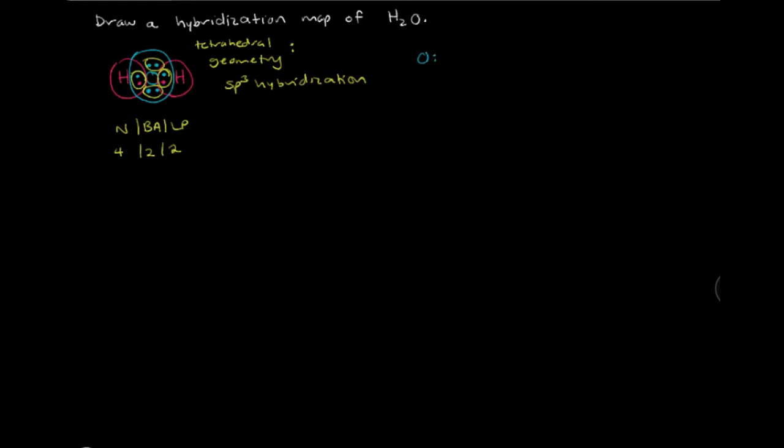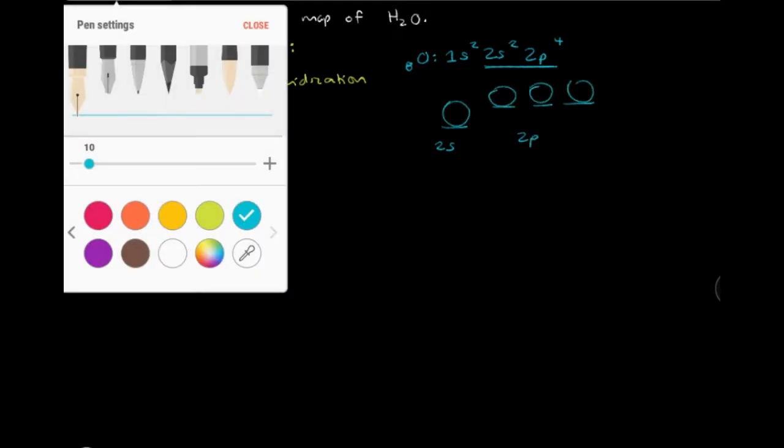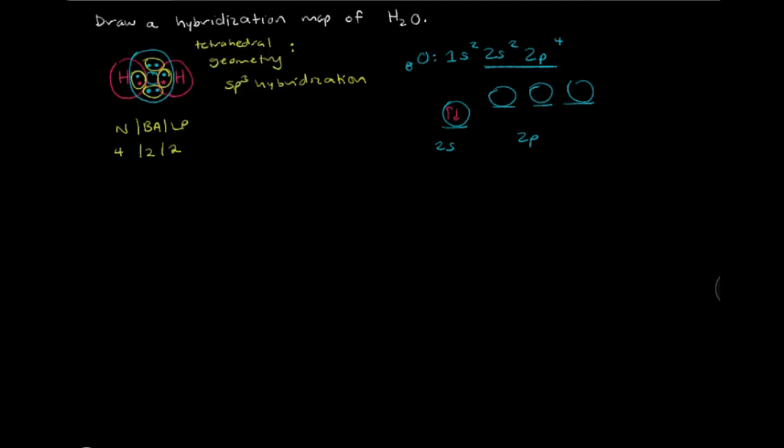But before I do that, let's consider its electron configuration. If we look at oxygen, which has 8 electrons and 8 protons, because we're looking at elemental oxygen, we should have 1s2, 2s2, 2p4. The valence shell here should just be this portion, 2s2, 2p4. And what that's going to look like, so here's your 2s, 2p.